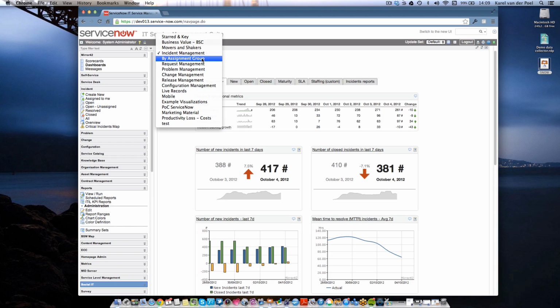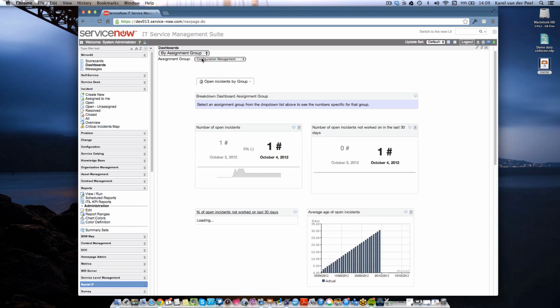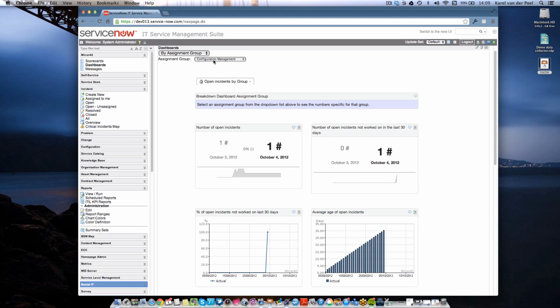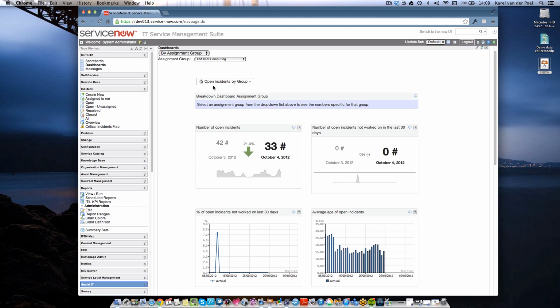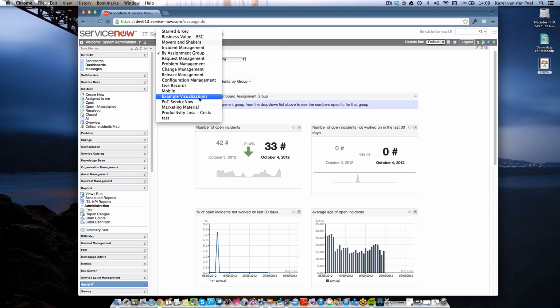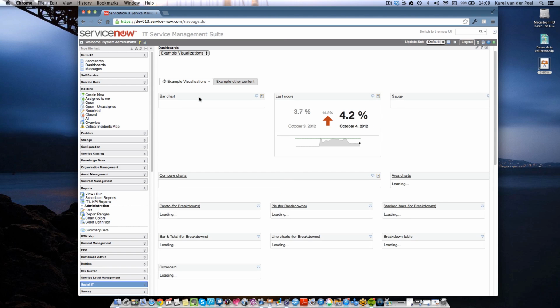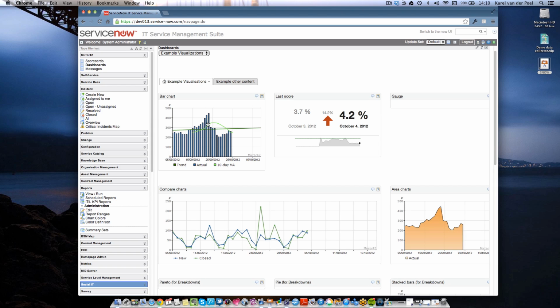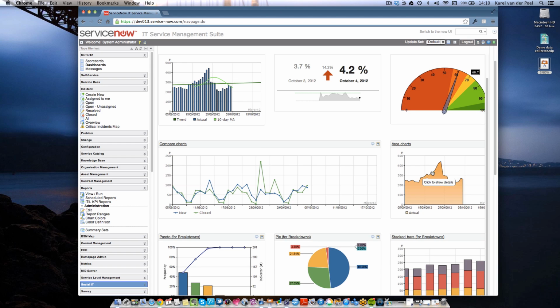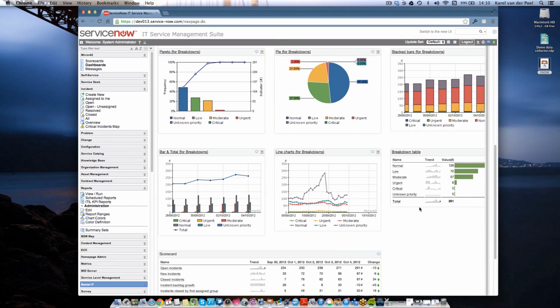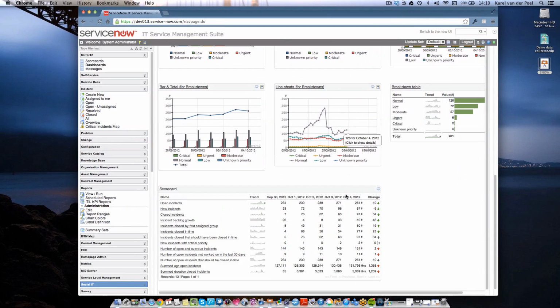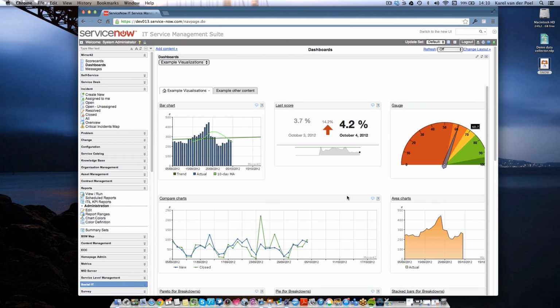So another interesting dashboard is the following. Analyze your assignment groups. Simply select an assignment group from the list and the dashboard will give you all the metrics related to that assignment group. These are called breakdown dashboards or dynamic dashboards. What are the kinds of visualizations that we have? There are tons of visualizations in the tool: bar charts, gauges, compare charts, area charts, pies, breakdowns, Paretos, stacked bars, bars and totals, multiple lines, and it's very easy to set up and create.